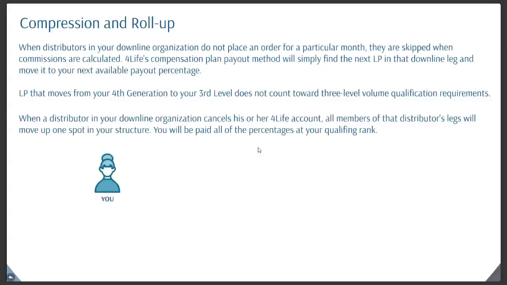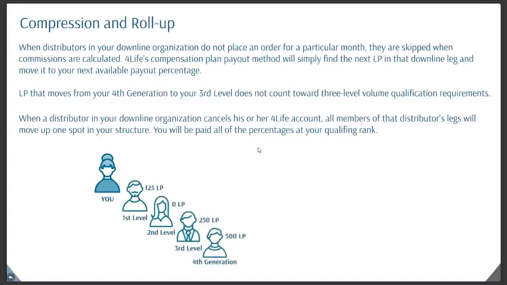So let's look at an example of exactly what that means. And I'm a very visual learner, and that's why I put pictures to all these things, because it really is a lot to take in if you're just reading it. So here's you, and let's give you a downline organization for example's sake. So let's say that somebody on your 2nd level in 1 month does not do LP, right?